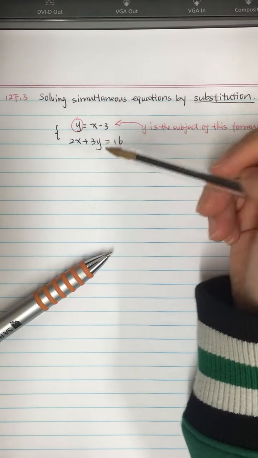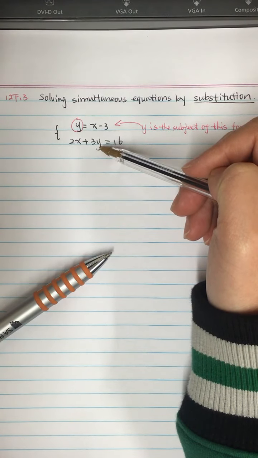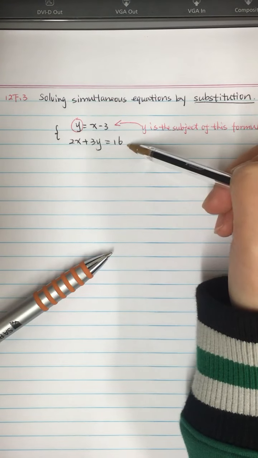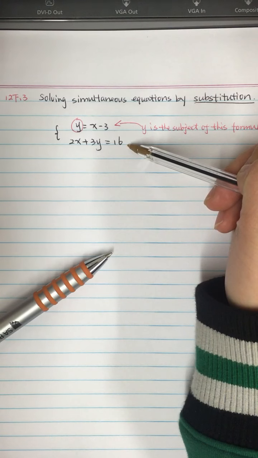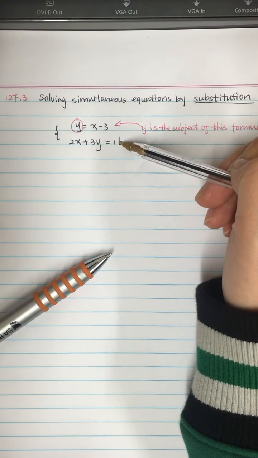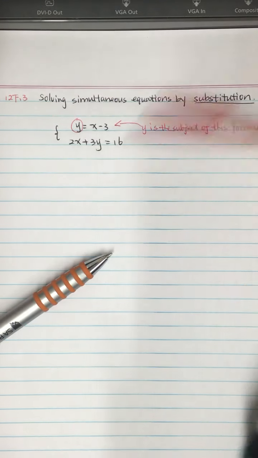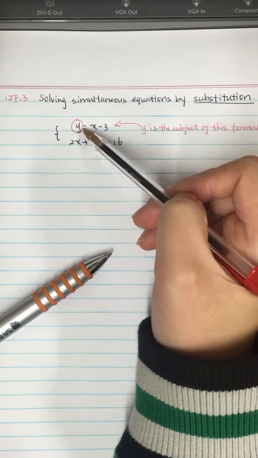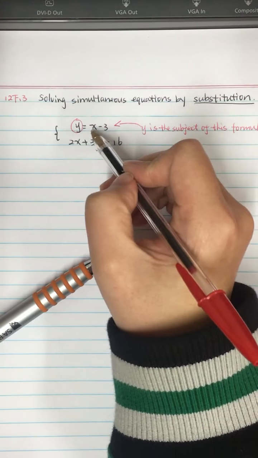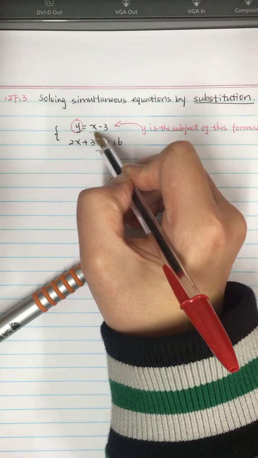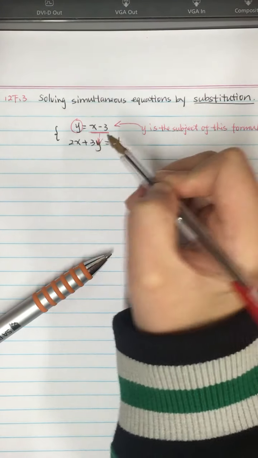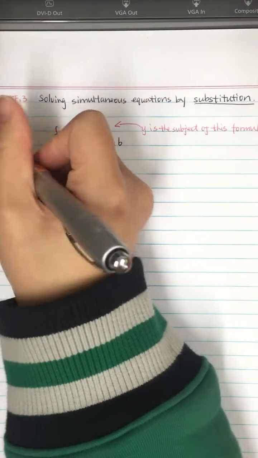So this y here is actually the same as this y. Because we have two variables in one equation, we can't solve it. If we can make it only one variable in the equation, then we can solve it. So the first step is to substitute that y into here. Because y is equal to x take 3, use that x take 3 to replace the y in your second equation.